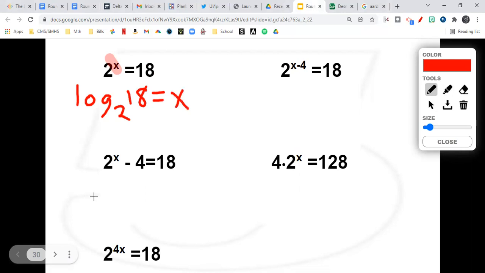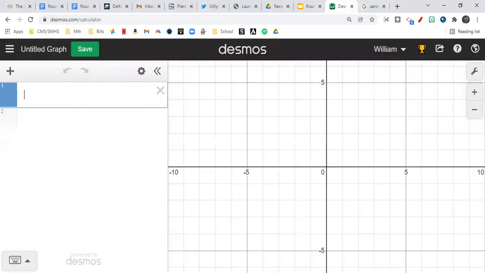Well, what do I do with that, Mr. Mealy? Well, I've got x by itself. Is that the answer? Well, it is an answer, but a lot of times you're going to want the decimal equivalent of this. So we're going to go to Desmos here.